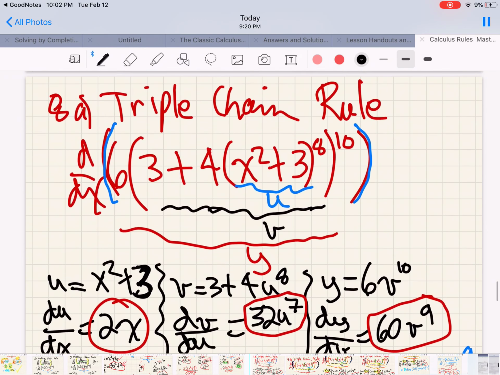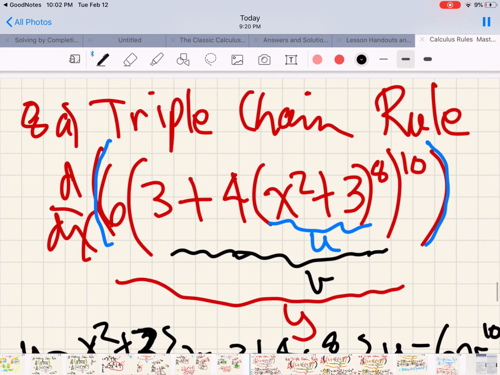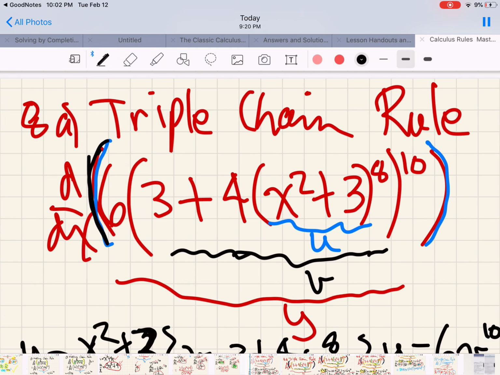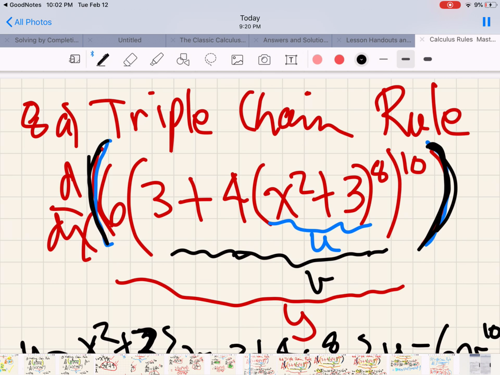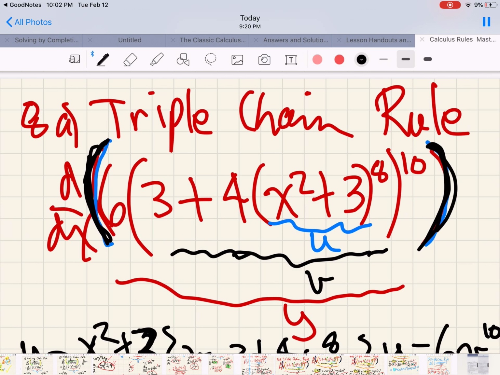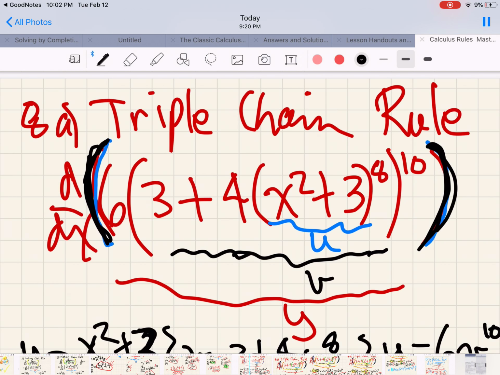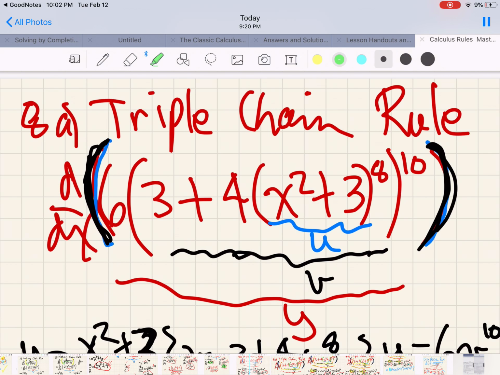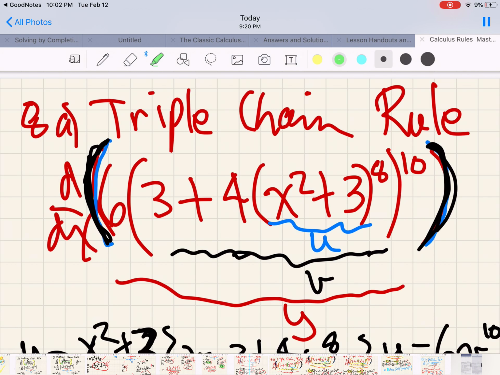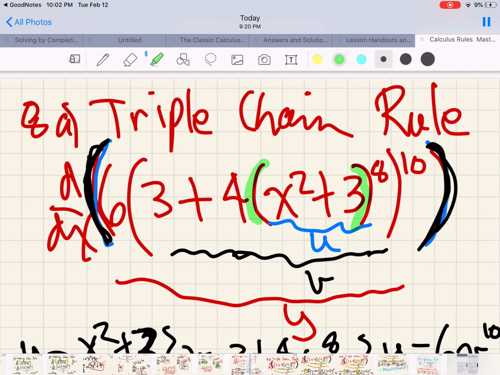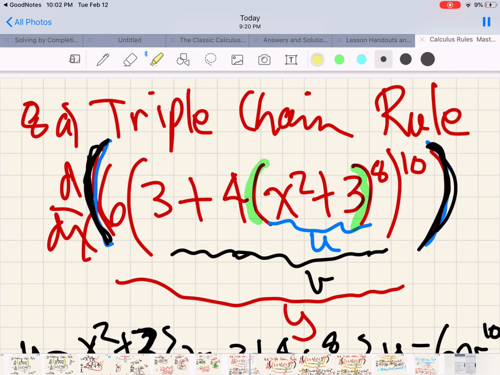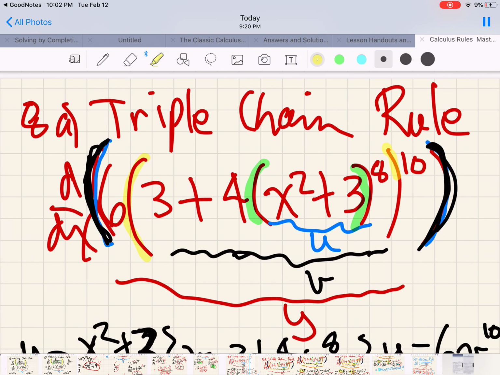All right, the triple chain rule. So if we look at this one, I'm going to put in black. The black part is going to denote the boundaries of where we're doing the derivative. That doesn't have, again, anything to do with the chain rule. But let's take a look and see how many sets of brackets we have. So there's a set of brackets right there. That's the innermost bracket. And then another set of brackets there and there.